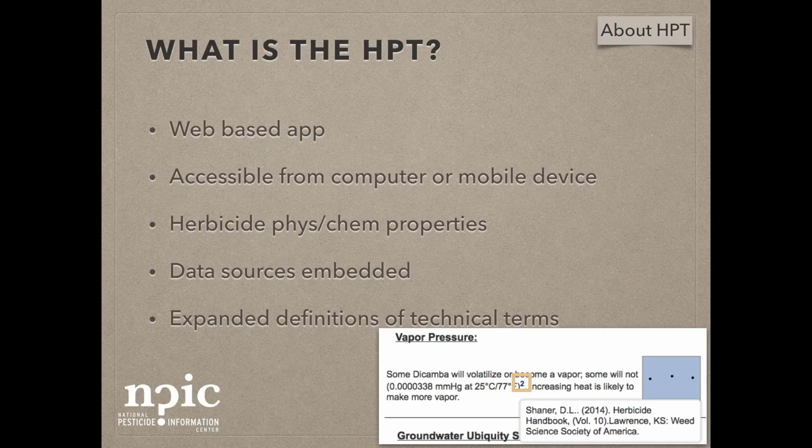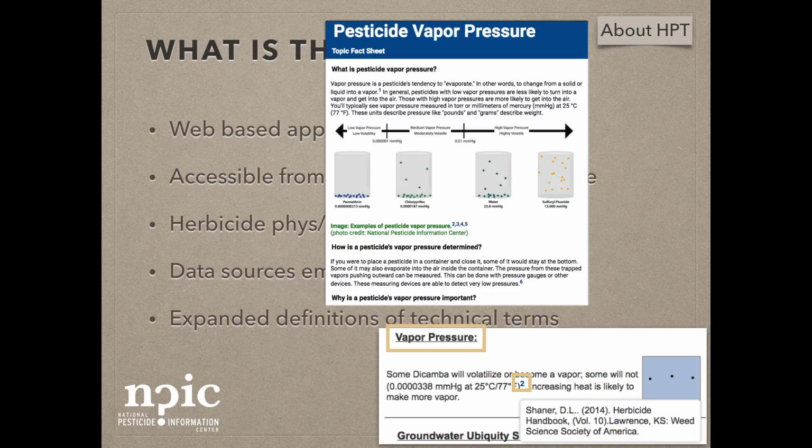We wanted to make sure that people could investigate technical terms and concepts directly from the app rather than having to go somewhere else right off the bat. And so we provided links or pop-out explanations to address this. For example, if you needed more information about what the term vapor pressure meant, you could actually open our fact sheet. There we go.